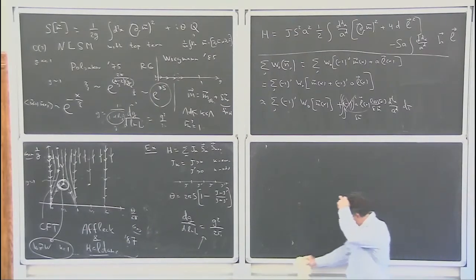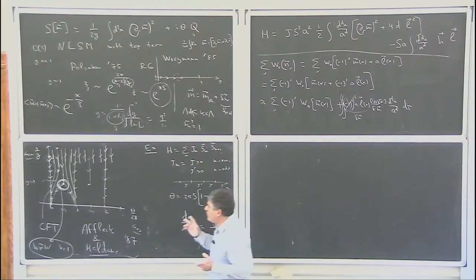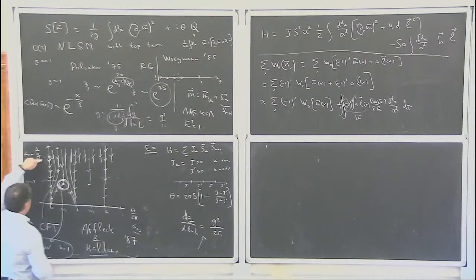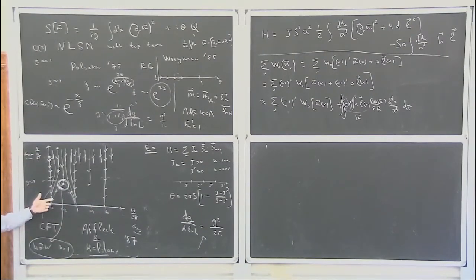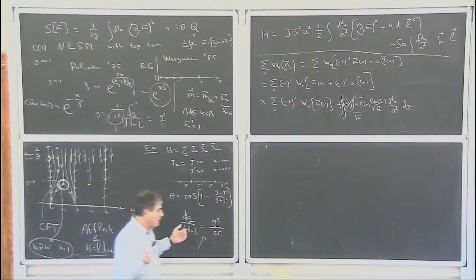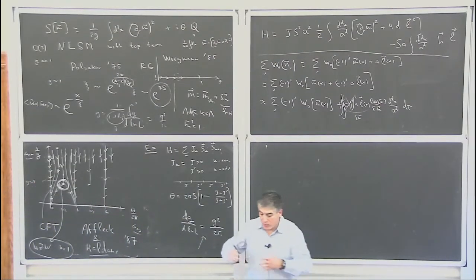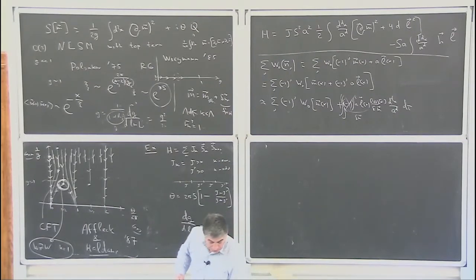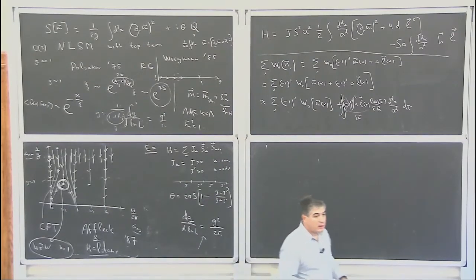Okay. Oh, by the way, just about terminology, this flow of the weak coupling to the strong one at long distances is called asymptotic freedom, or infrared catastrophe. And this is the reason in QCD why we have confinement. So the coupling constant goes to infinity when we go to large scales.